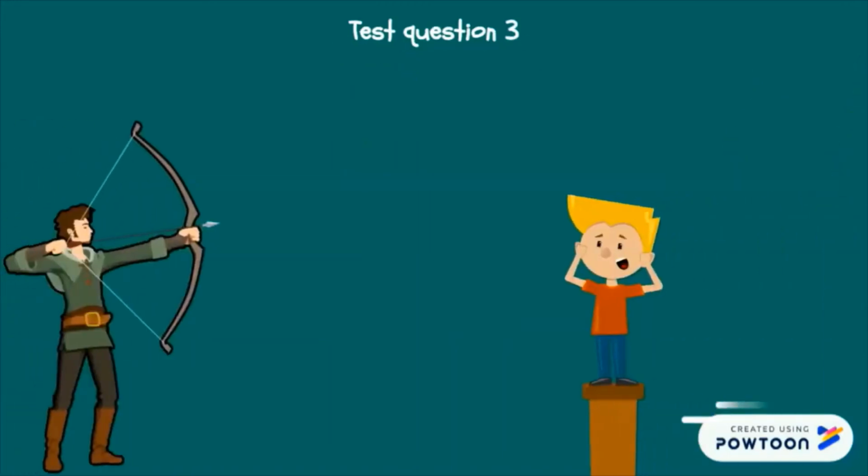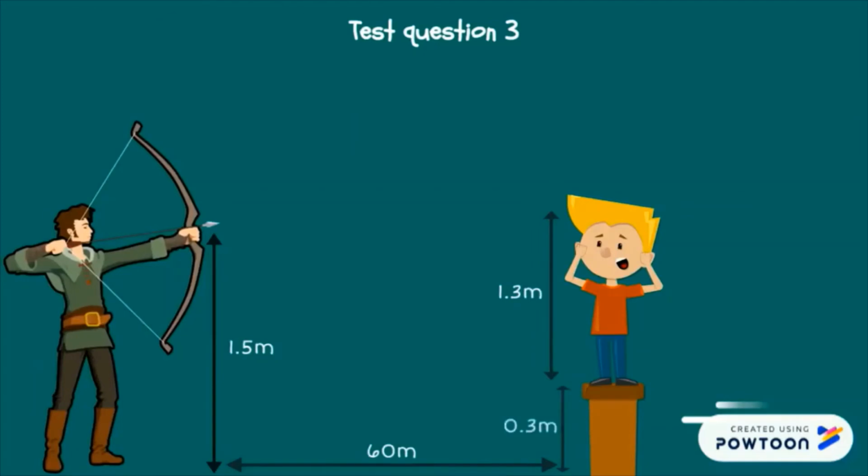So let's move to our third and final question. We have an archer and his arrow is 1.5 meters above ground. He's 60 meters away from a little boy. The little boy, who's 1.3 meters tall, is standing on a raised platform of 0.3 meters. If the archer were to fire the arrow at a speed of 80 meters per second at an angle of 3 degrees, would he hit the boy?